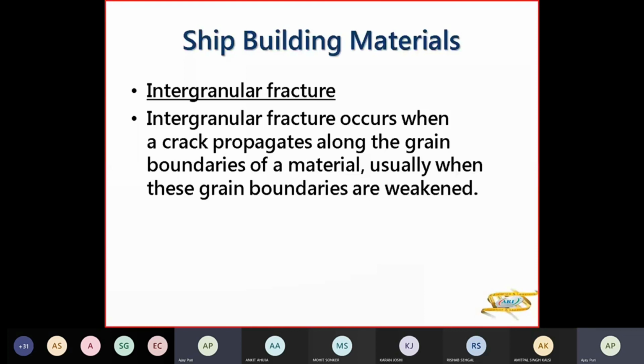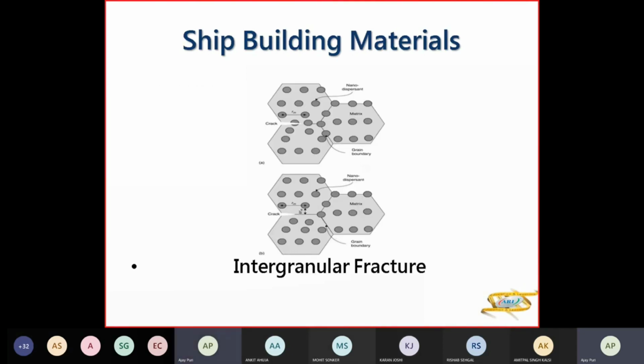The intergranular fracture occurs when the crack propagates along the grain boundaries of the material, usually when the grain boundaries have become weakened. So this is the lattices of the material. The crack develops here at the grain boundaries and follows here. It will not go through and through. If the crack is here, it follows like this. It will not go through and through.